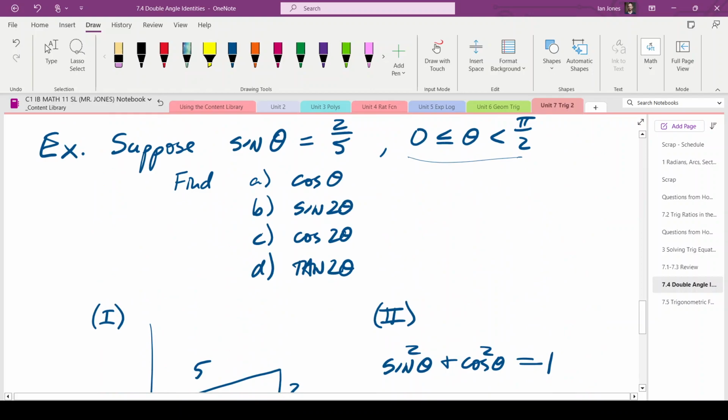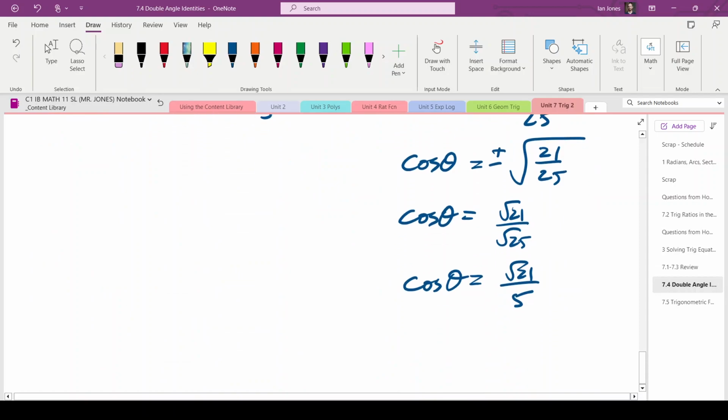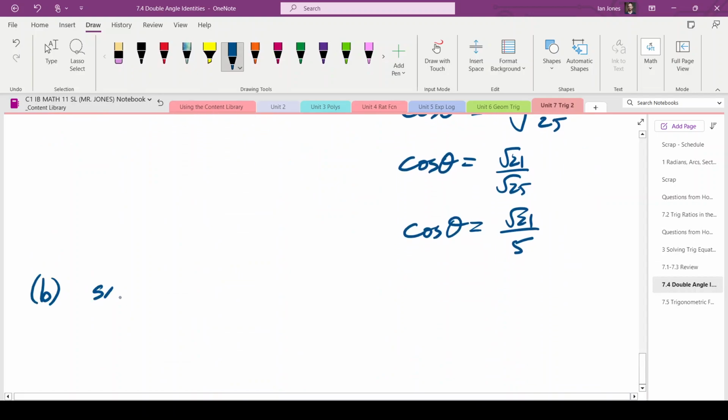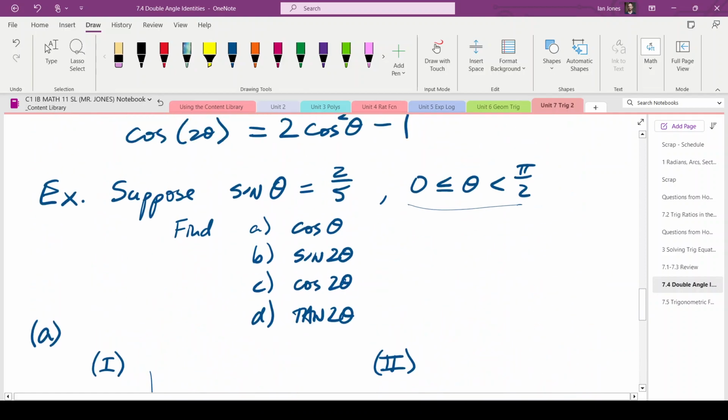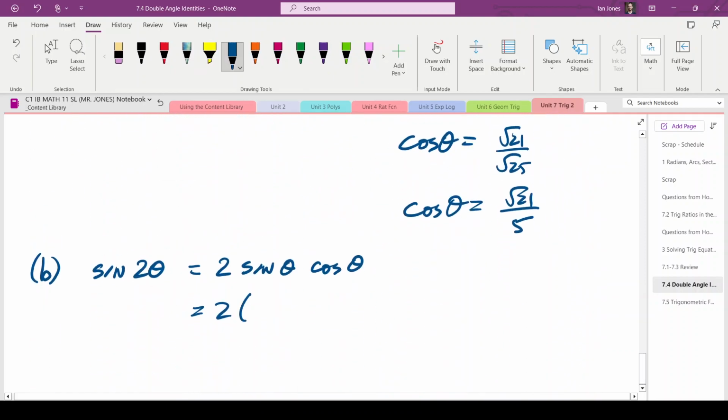Okay, B, sine 2 theta. So to get sine 2 theta, I'm going to use my identity. So sine 2 theta is the same as 2 times sine theta times cos theta, which is 2 times, well, sine theta was given to us, 2/5. Cos theta we just found, root 21 over 5. So we just multiply these all together. I get 4 root 21 over 25. Done.